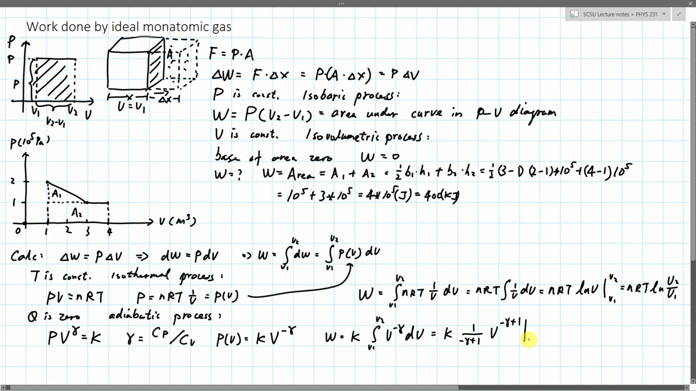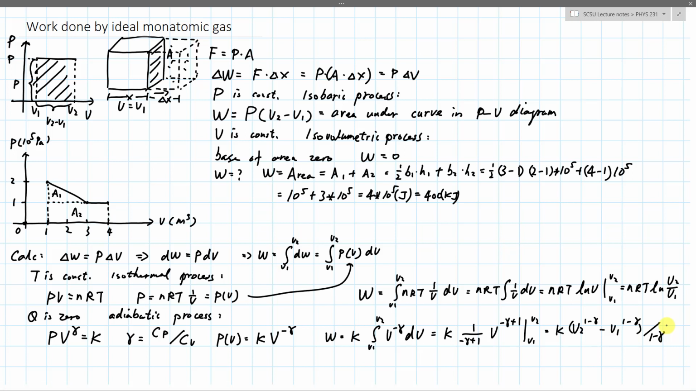So now V1 and V2. So if you just plug these in, so V2 to the 1 minus gamma, that's the same as minus gamma plus 1, minus V1 to the 1 minus gamma, and divided by 1 minus gamma. So this is how much work is done in an adiabatic process, imagining this process is happening at a very slow rate. Thank you.